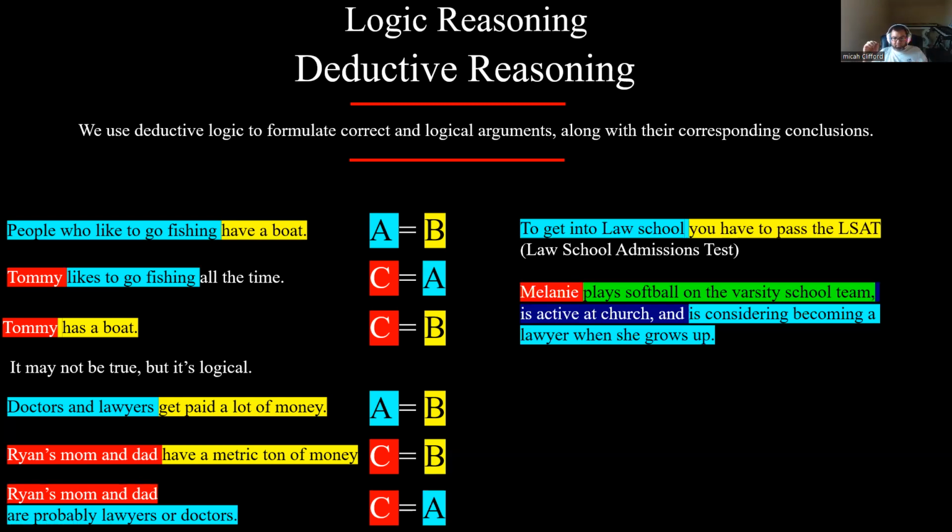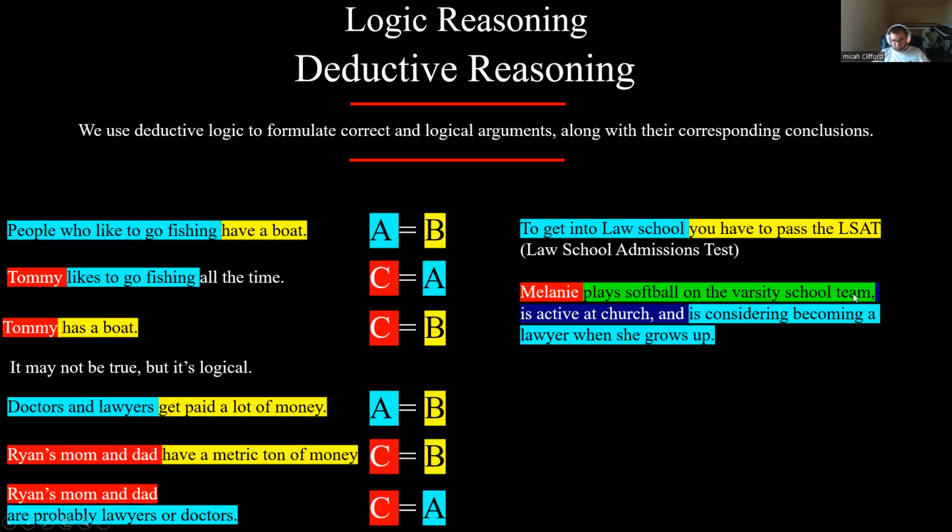All right, let you all see this one. To get into law school, you have to pass the LSAT, the law school admissions test. Melanie plays softball on the varsity school team. She's active at church and is considering becoming a lawyer when she grows up, right? So if Melanie wants to become a lawyer, you have to take this test.